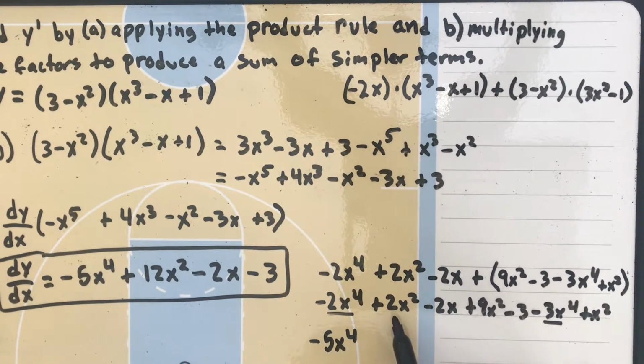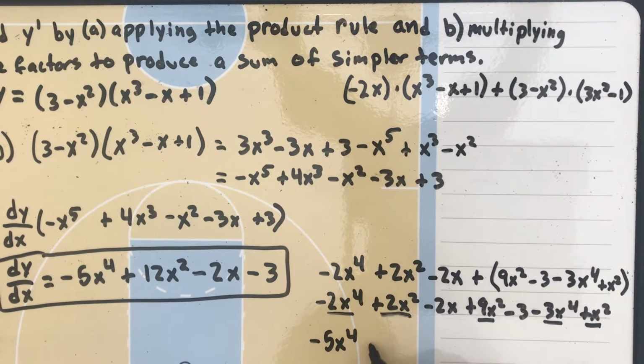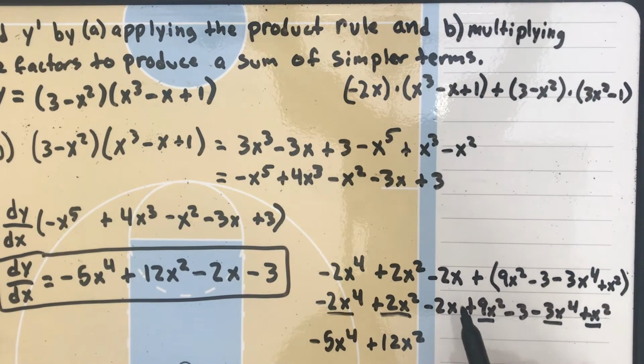Then let's combine the squared terms. We get 2x squared with 9x squared with x squared. That's 10x squared, 12x squared. Notice, exact same. And then let's find negative 2x. That's the only one, so we're going to write this down here, negative 2x. And the only other term we've got is negative 3. Look what we got.